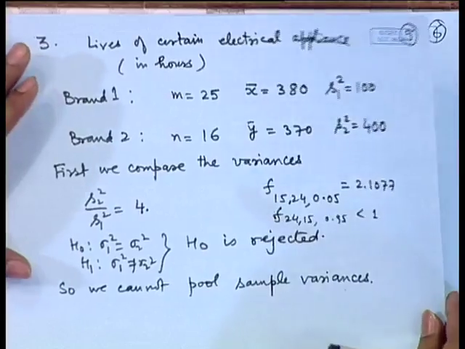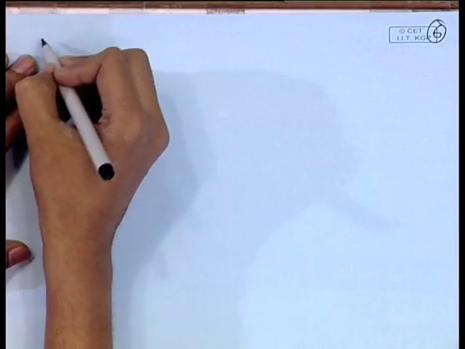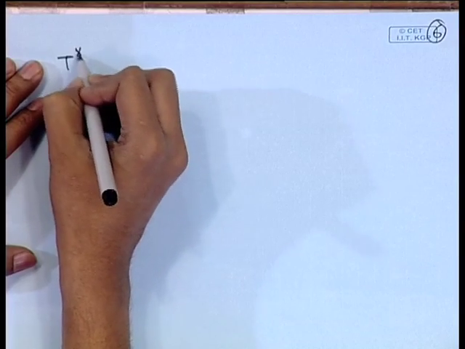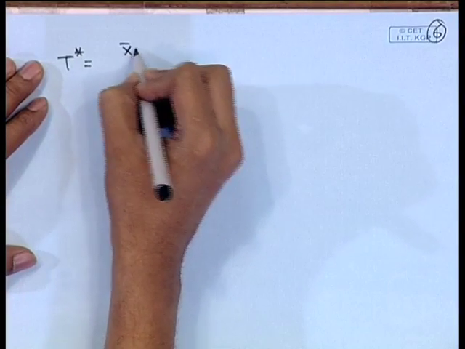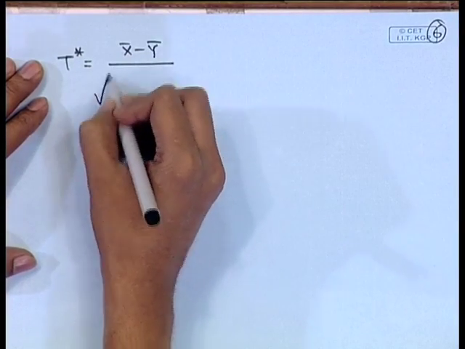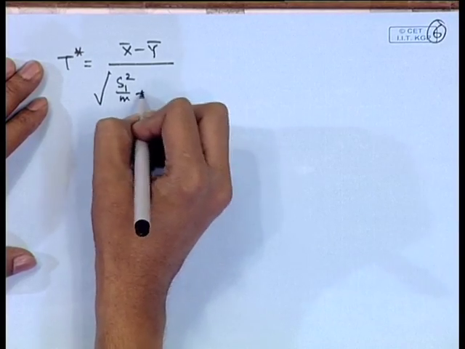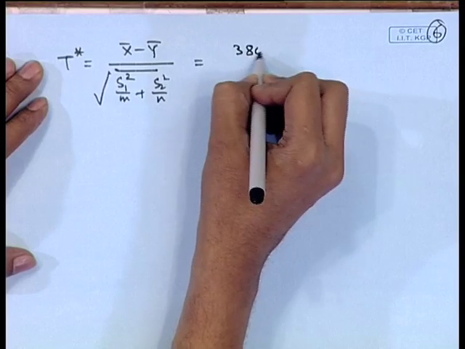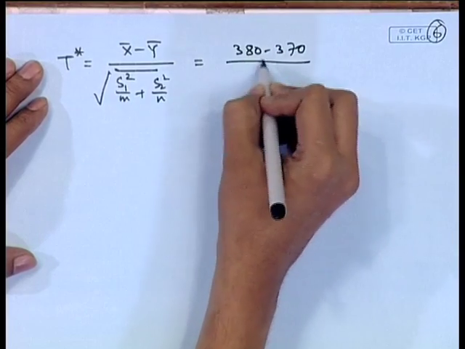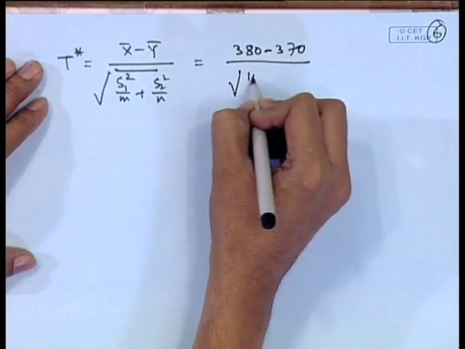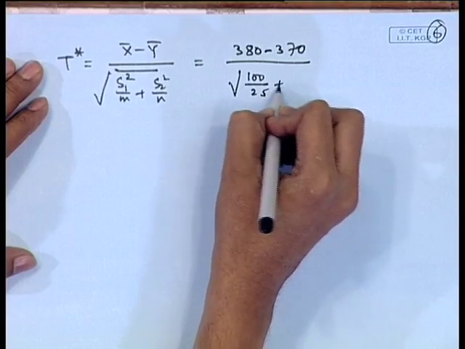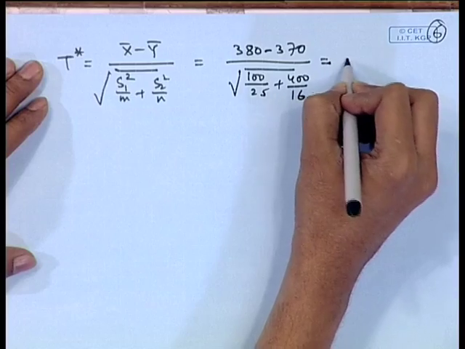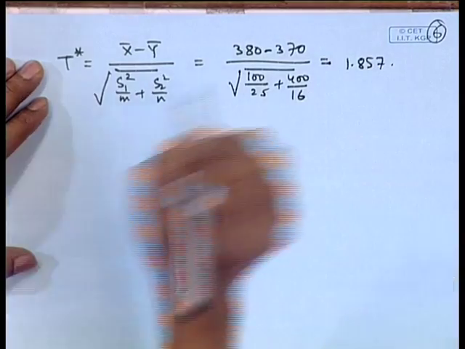So, if we cannot pool, then we have to use the procedure given by Smith-Satterthwaite. So, we have T star as x bar minus y bar divided by square root of S 1 square by m plus S 2 square by n. That is equal to 380 minus 370 divided by square root of 100 divided by 25 plus 400 divided by 16. This value can be seen to be 1.857.